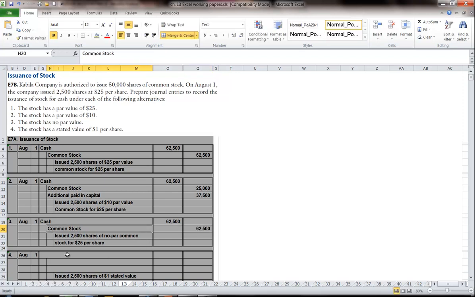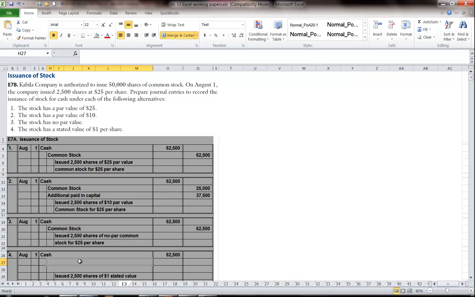Then in example 4, the stock has a stated value of $1. Now, stated value is very similar to par value. In fact, the only difference is when that amount is determined. The par value is always determined and is recorded in the articles of incorporation for a company, where the stated value is determined later on by the board of directors. So in this example, we issued stock, and we sold it for $25 a share. So we have our 2,500 shares times $25 is $62,500.